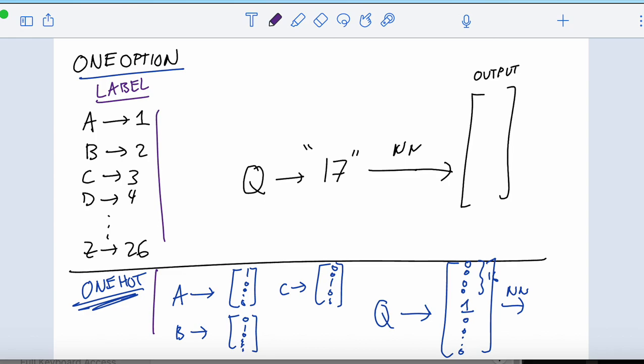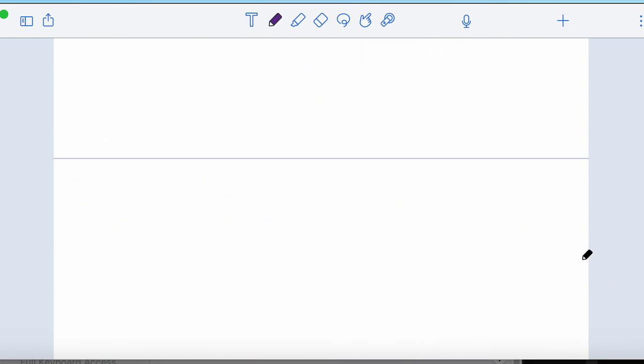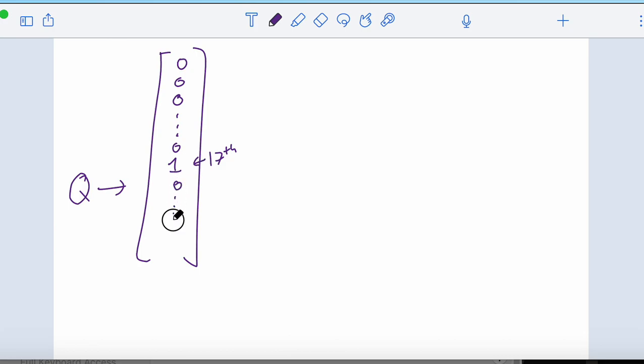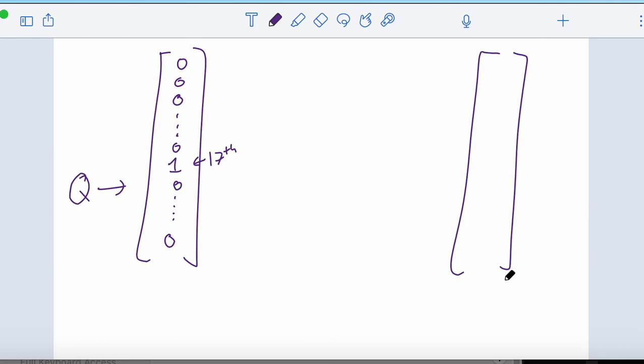So we really have this situation where we're going to input the letter Q. The letter Q is going to become this vector 0, 0, 0, dot, dot, dot, with a 1 in the 17th position, and then all zeros after that. And then we want it to output high probability on U. So this is what we want, something like U.